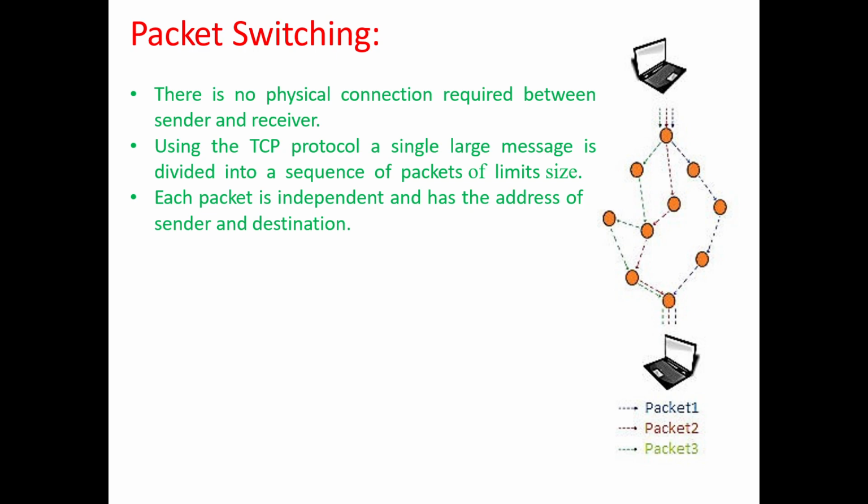In the packet switching technique, the TCP/IP protocol is used, which divides a message into small packets, and these packets are of fixed size. Each packet is independent. What is the meaning of each packet being independent? It means each packet has its own source address and destination address. It is not dependent on anybody, because it already has both addresses, so it can travel alone on the path. That is why we use the term independent.